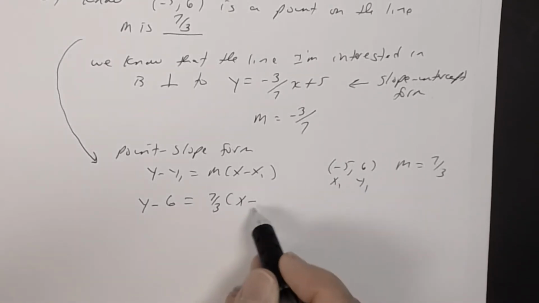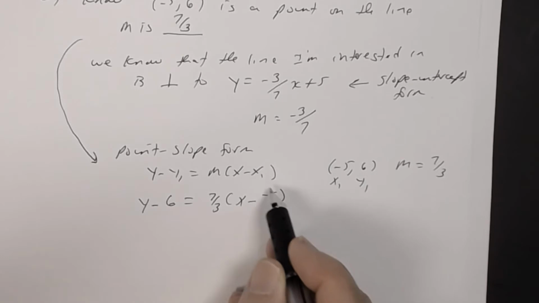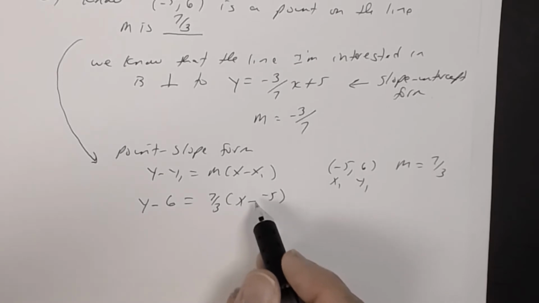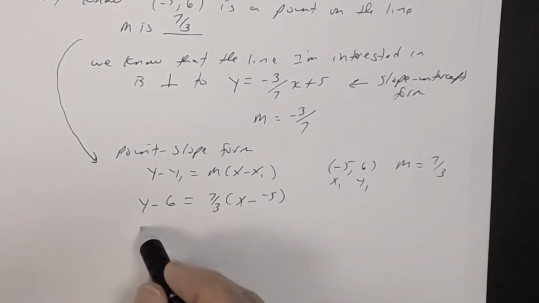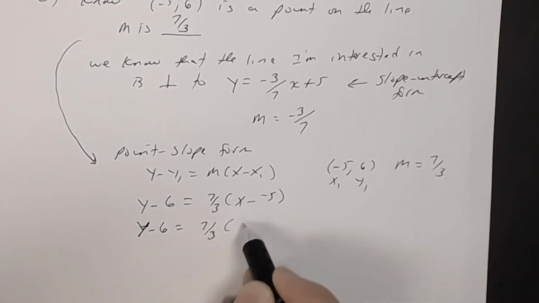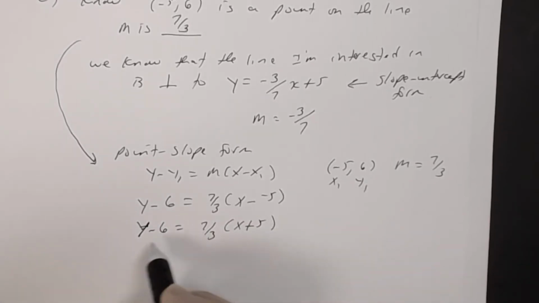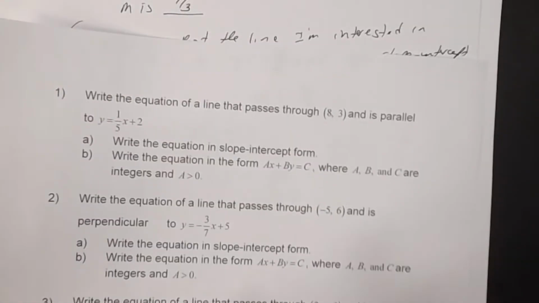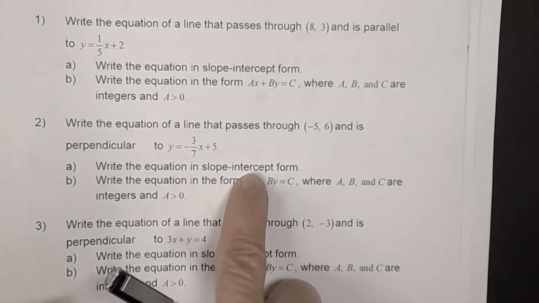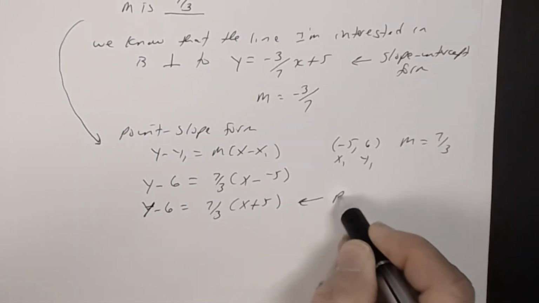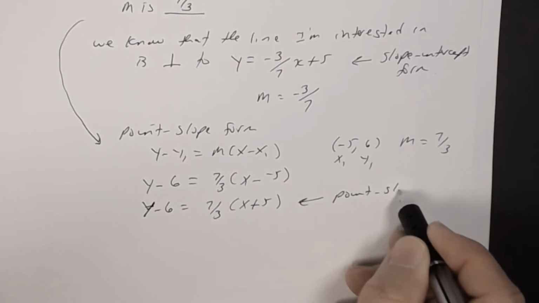So y minus y1, which is 6, equals the slope, which is 7/3, times x minus x1, which is negative 5. You learned in previous lessons that you need to rewrite this. X subtract the negative 5 means x plus 5. That's important that you write it like this, x plus 5. So that's y minus 6 equals 7/3 times x plus 5. Now that's point slope form, right? Okay, but I want to eventually get it in what form? Slope-intercept form. So now let's write this in slope-intercept form. Remember, this is point slope form.